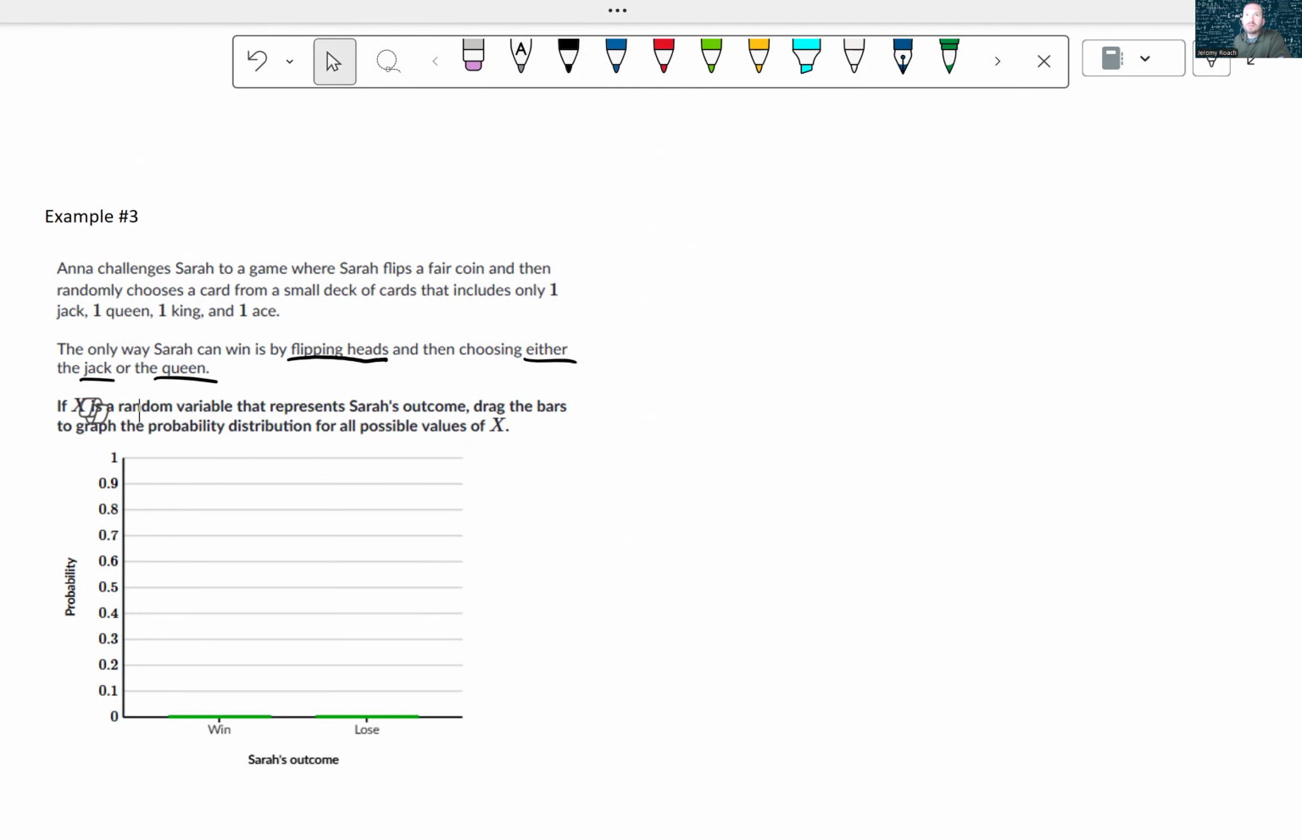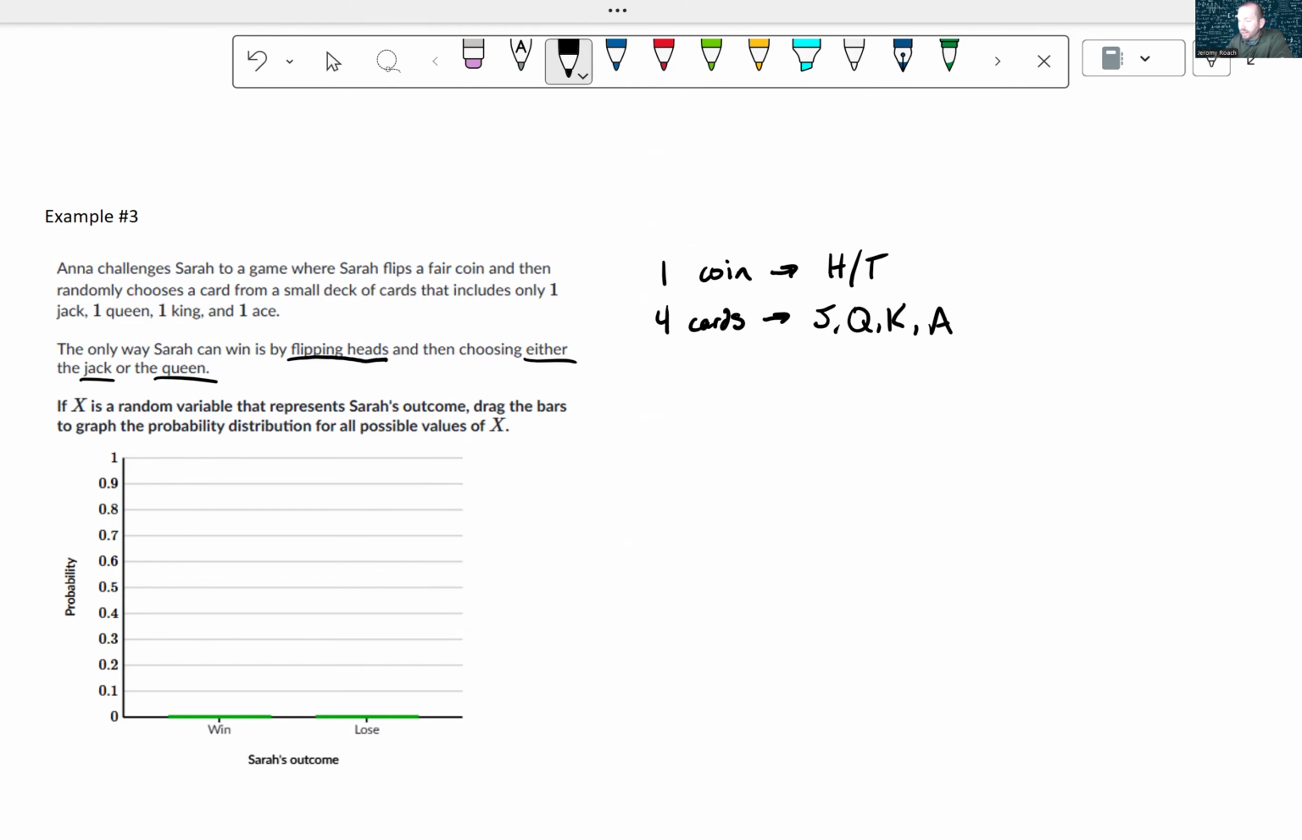So we have 1 coin. It can be heads or tails. And we have 4 cards. And it can be jack, queen, king, or ace. So those are all of our possibilities for the coin and the cards.